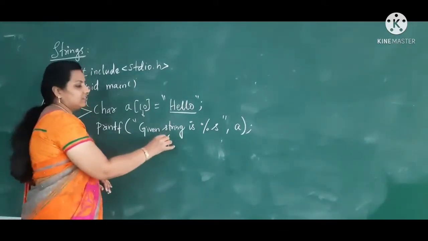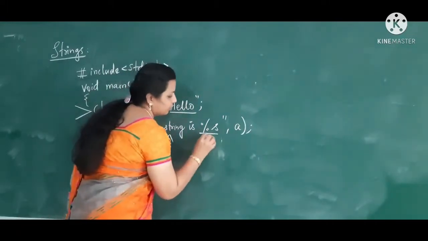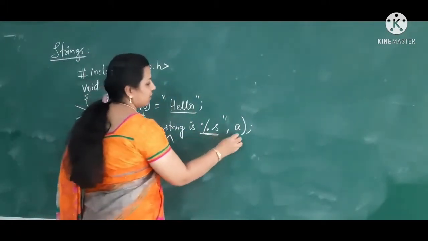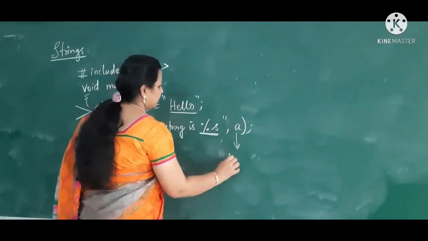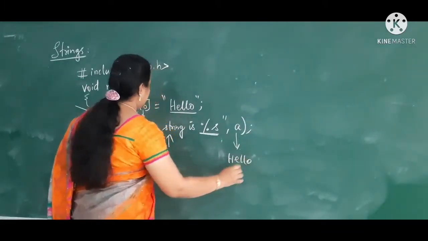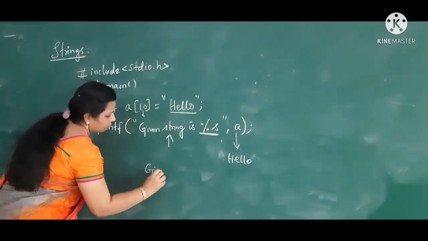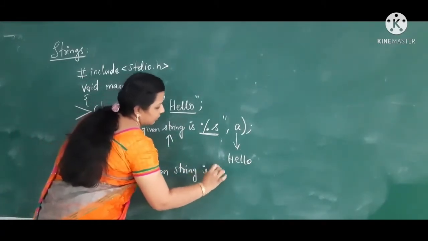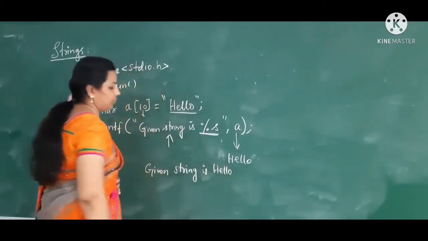Now how can I access the string? I use the access specifier %s. With the help of %s, I am displaying the message hello. So what is my output now? Given string is hello.